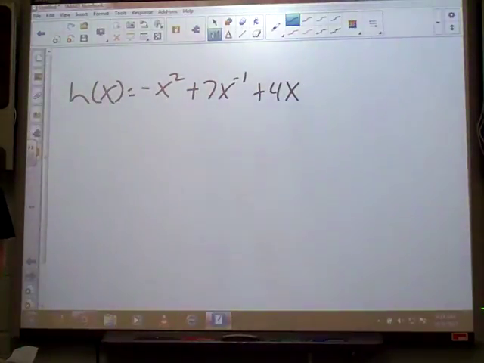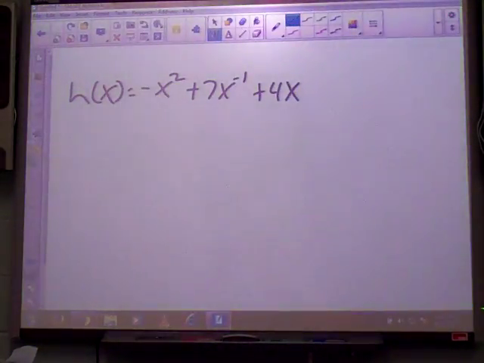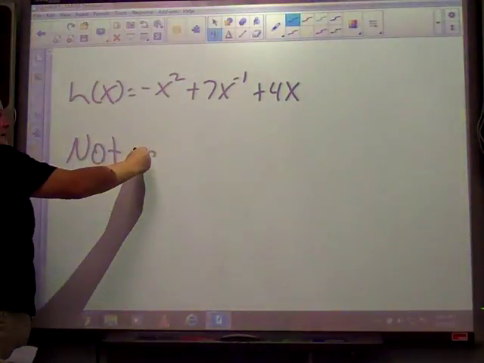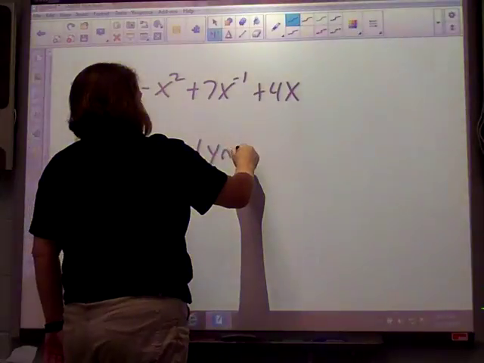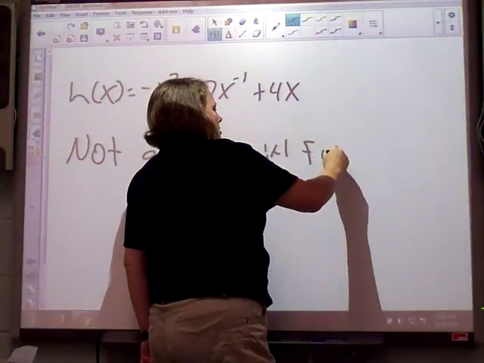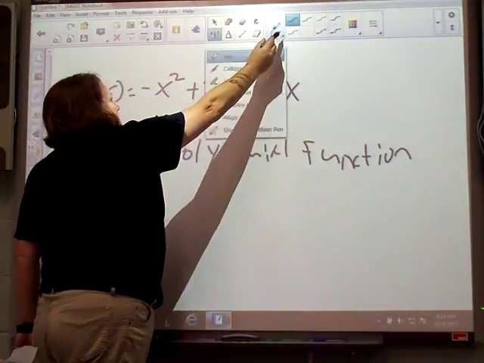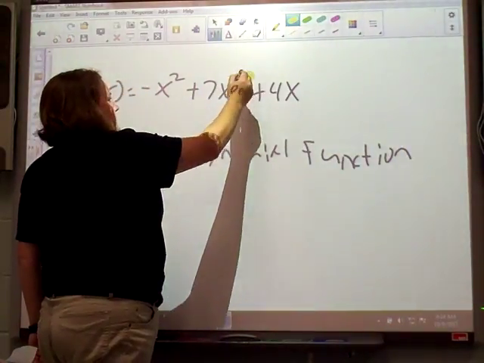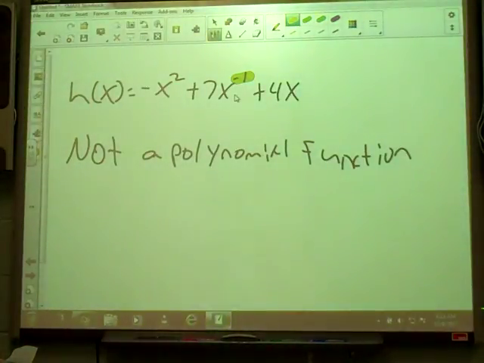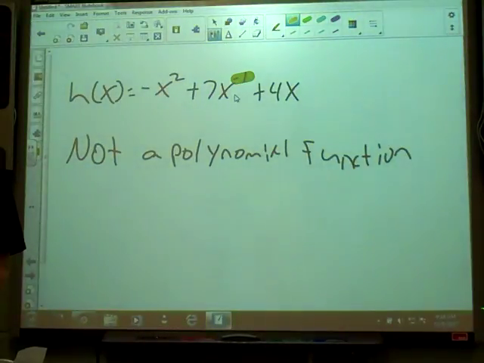Directions are the same. Decide whether or not it's a polynomial function. If so, write it in standard form, state its degree and its leading coefficient. I told you that this one was not. So this is not a polynomial function. The reason is what Trevor just said: because of the negative exponent.